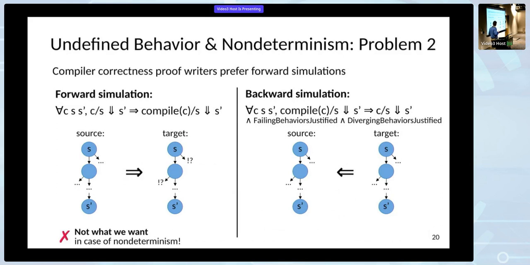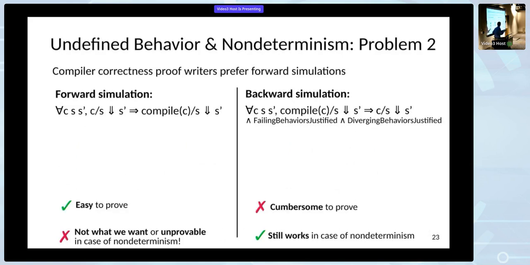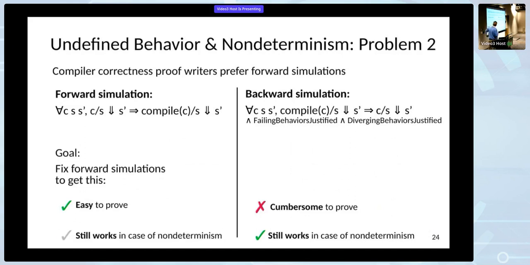One potential fix might be to say, okay, let's just make the target language deterministic and keep the source language non-deterministic. But then most likely, you will simply not be able to prove the simulation because you will have some non-deterministic choices in the source that you can't represent in the target. Whereas backward simulation is still fine, because that's really the statement that you want. But I think you all know that, so I'll continue. And so the goal basically is to get a forward simulation that is as easy to prove as the one you've seen, but which still works in the case of non-determinism.